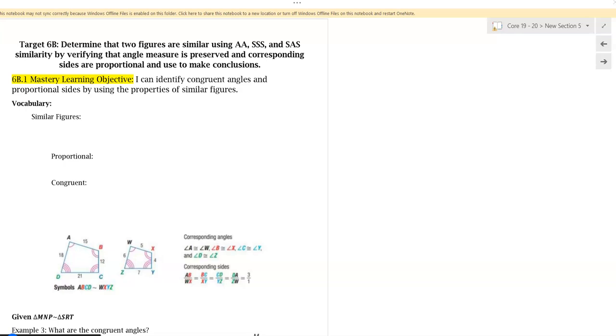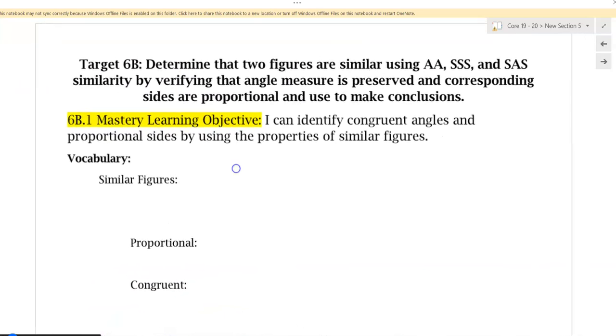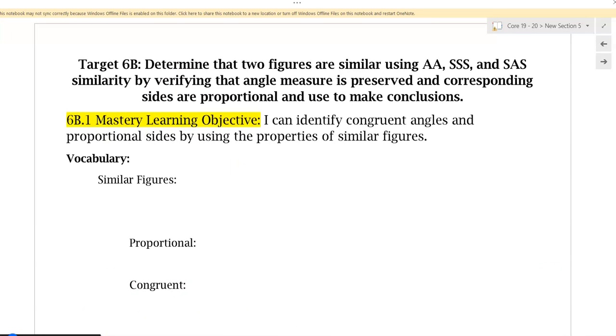We are now looking at target 6B. It says determine that two figures are similar using angle-angle, side-side-side, and side-angle-side similarity by verifying that angle measure is preserved and corresponding sides are proportional, and use this to make conclusions. Very long. So what we're going to do first, 6B.1, is identify congruent angles and proportional sides by using the properties of similar figures.